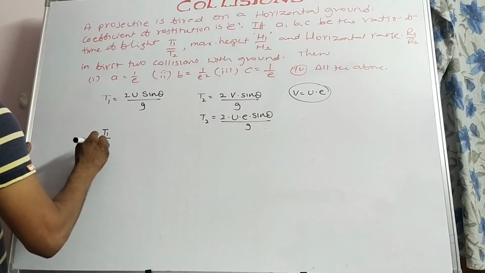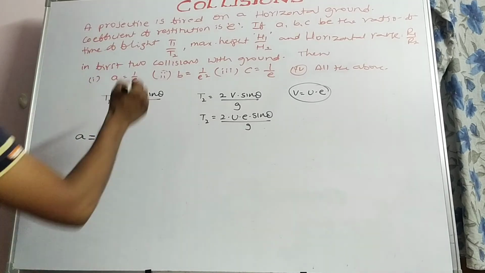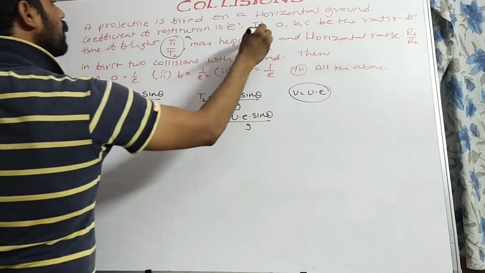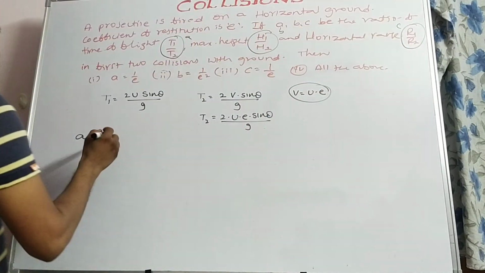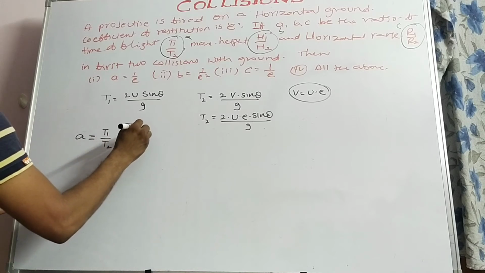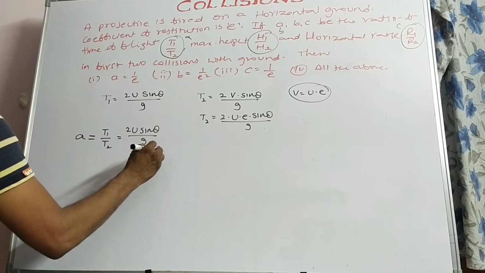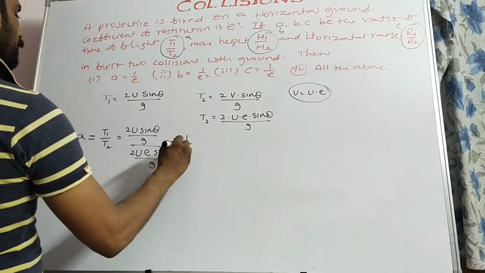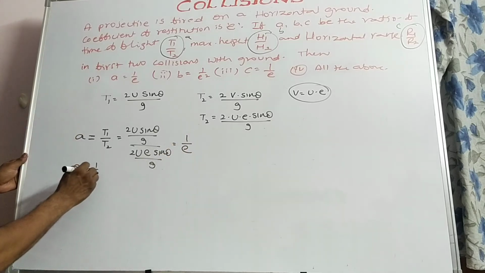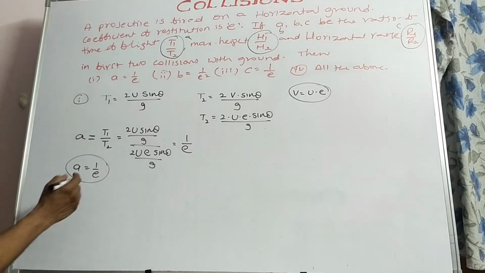Now T1 by T2 is nothing but A, of course, given. A is equal to T1 by T2. So the ratio T1 by T2 is 2u sin theta by g divided by 2ue sin theta by g. g gets cancelled, 2 is cancelled. Hence we get A equal to 1 by e. That is the first option. Next, what about the second option? Check it once.